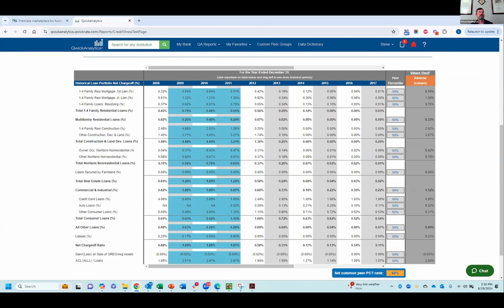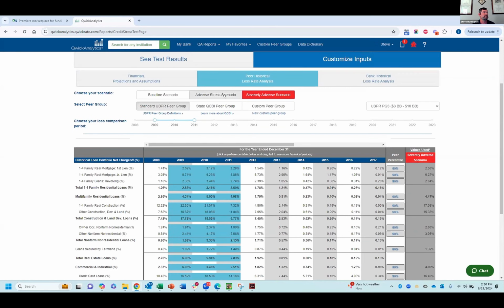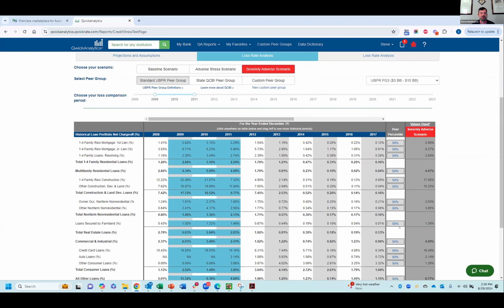If you want to get even more granular and you want to focus and stress your CRE or certain segments of the portfolio more or less than the rest, you can go line by line and change the peer loss rates there. And then the only difference between the adverse and the severely adverse is that in the severely adverse, we're going to use a higher percentile loss rate, like an 80th or 90th percentile loss rate across the board to get some really punitive results.